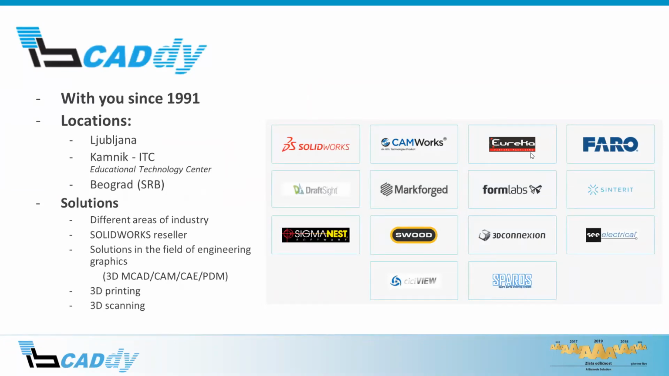IB-CADDY was founded in 1991. Today it's present in 3 locations, 2 of them in Slovenia, with the headquarters in Ljubljana and in Kamnik, where we have our Educational Technology Center. We also have an office in the capital city of Serbia, Belgrade. We provide software solutions in different areas of industry, in the field of graphic engineering, 3D printing, and 3D scanning. One of the solutions we will present today is SigmaNEST.